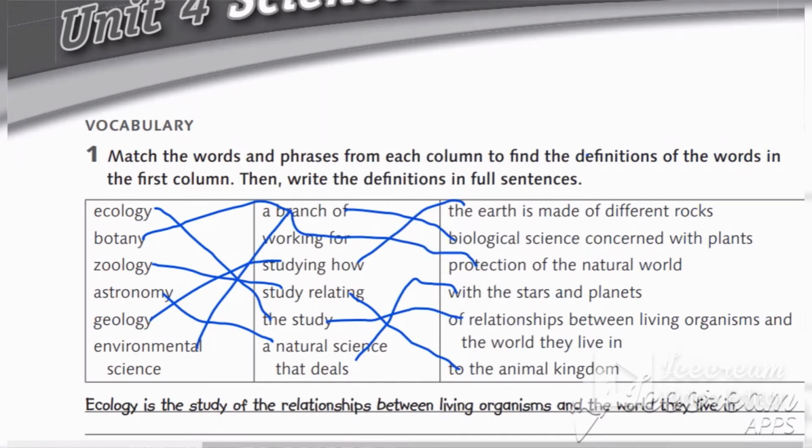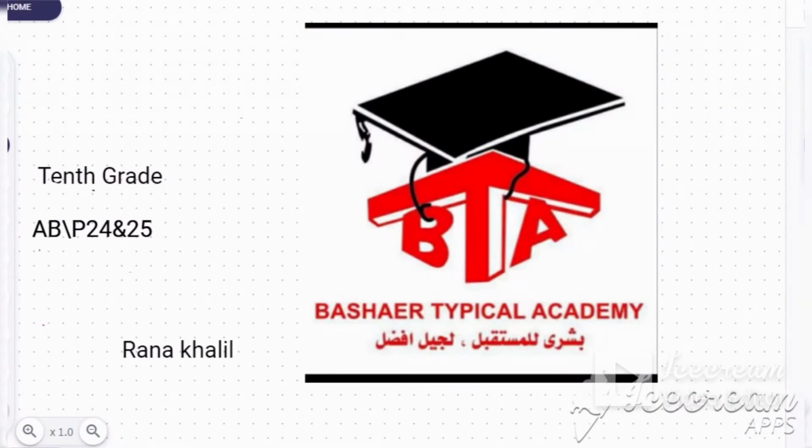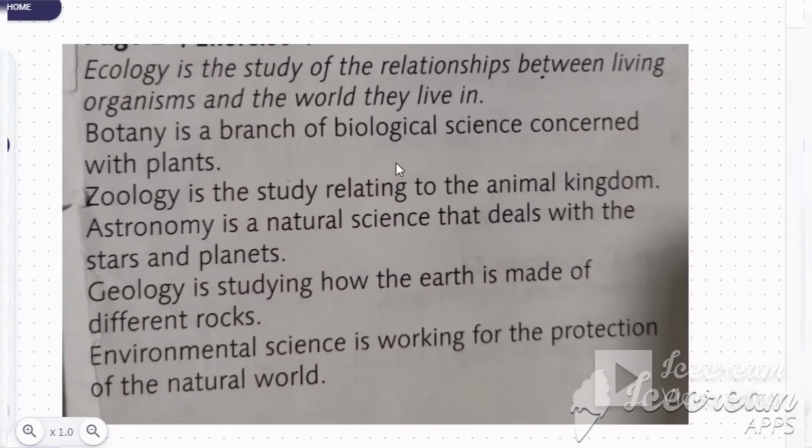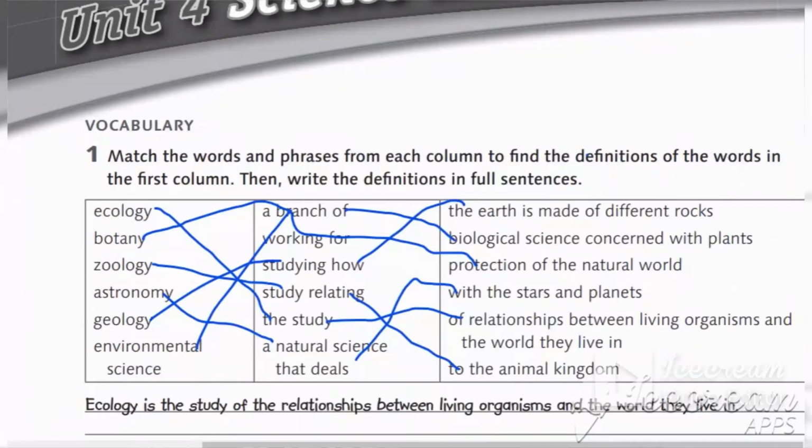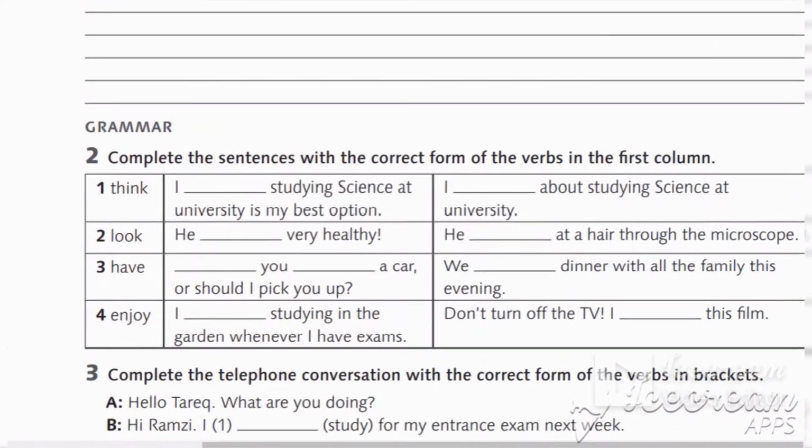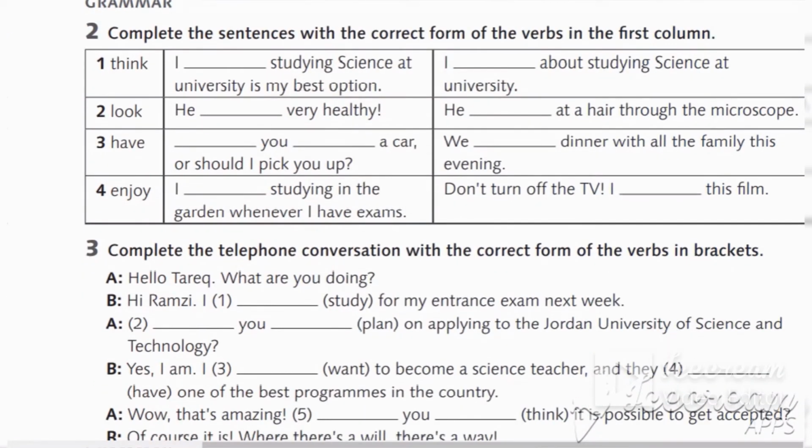Now these are the answers. I've written them for you. You can pause the video and write them or match while I am explaining. Now go to the second one. The second exercise is about grammar. Complete the sentences with the correct form of the verb from the first column.